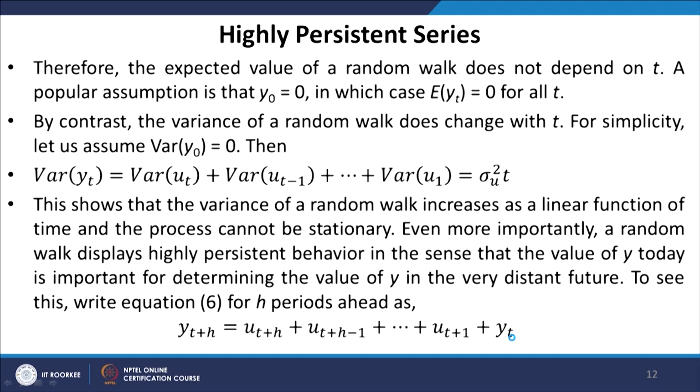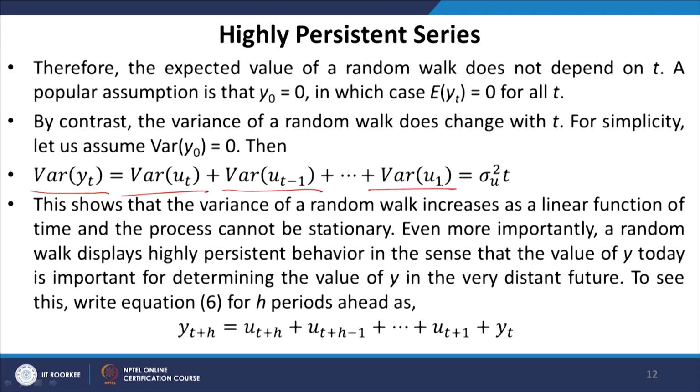A popular assumption is that y naught equals 0, in which case the expected value of yt equals 0 for all t. By contrast, the variance of a random walk does change with t, or it depends on t. For simplicity, let us assume that the variance of y naught is equal to 0. Then we have the variance of yt as the sum of the variance of ut minus 1 plus the variance of u1.